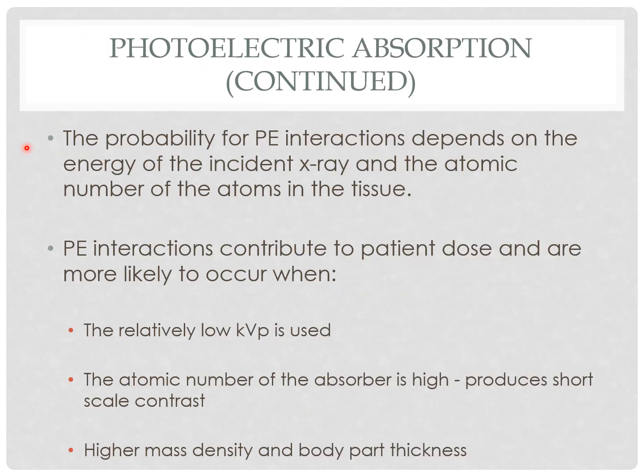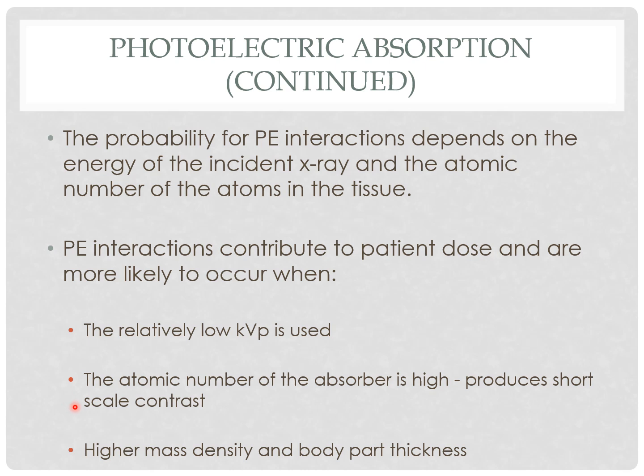The probability of a photoelectric interaction depends on the energy of the incident X-ray and the atomic number of the atoms in the tissue. So if it hits air, soft tissue, or bone, it's all going to have a different type of interaction. Photoelectric interactions contribute to patient dose and are more likely to occur when relatively low kVp is used. So that's why, in order to lower patient dose, we say high kVp, low mAs. The atomic number of the absorber is high, which produces short scale contrast.